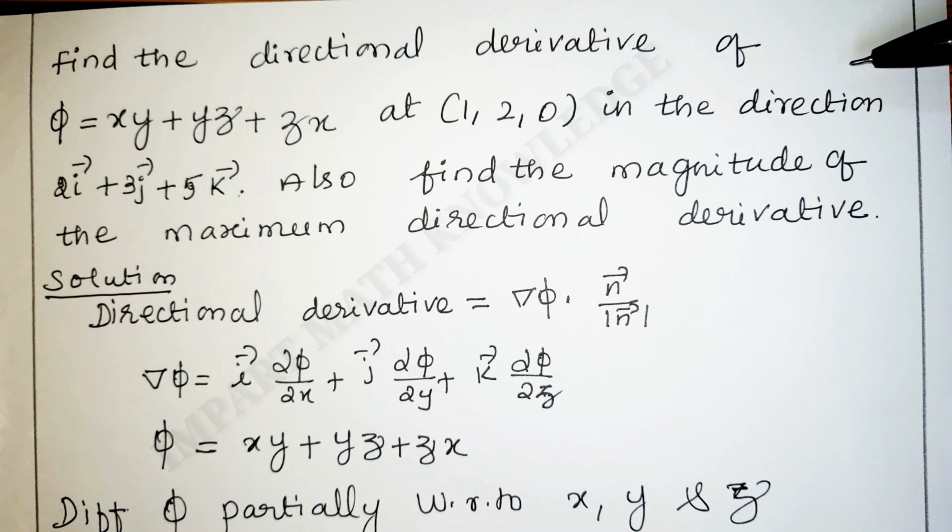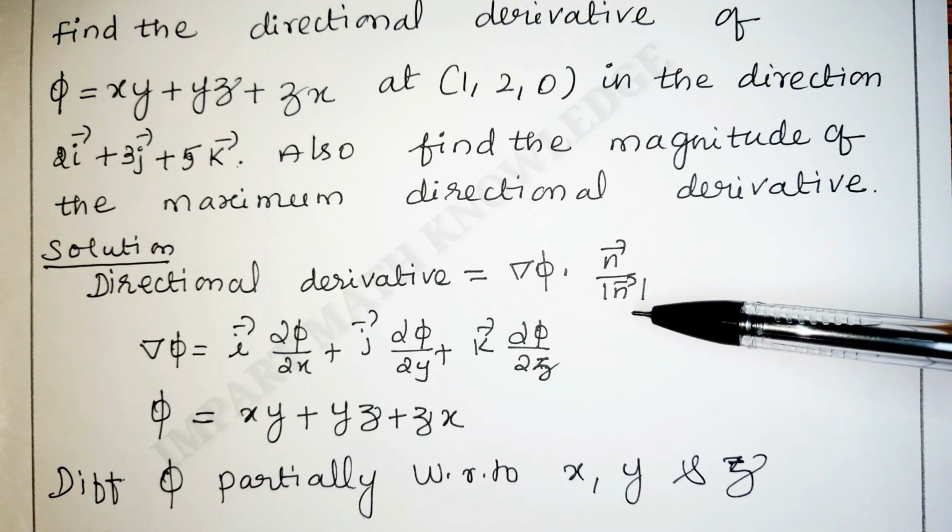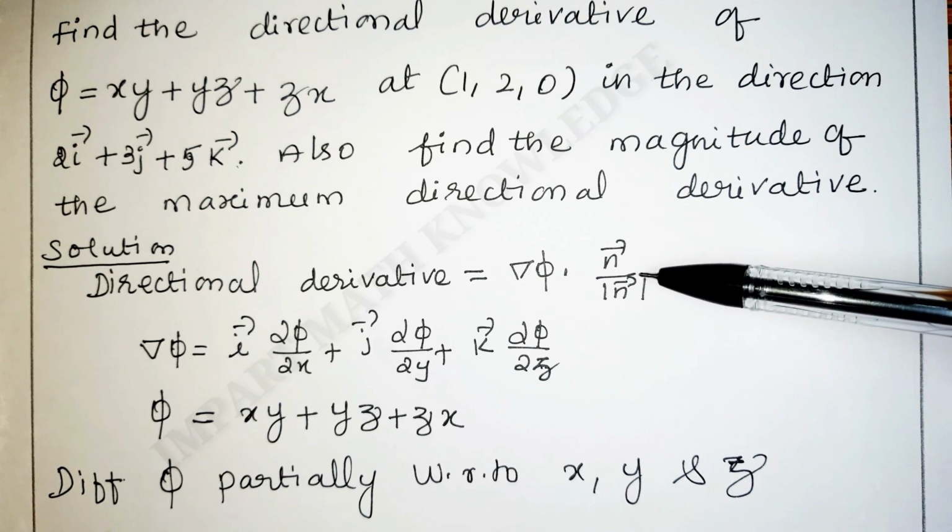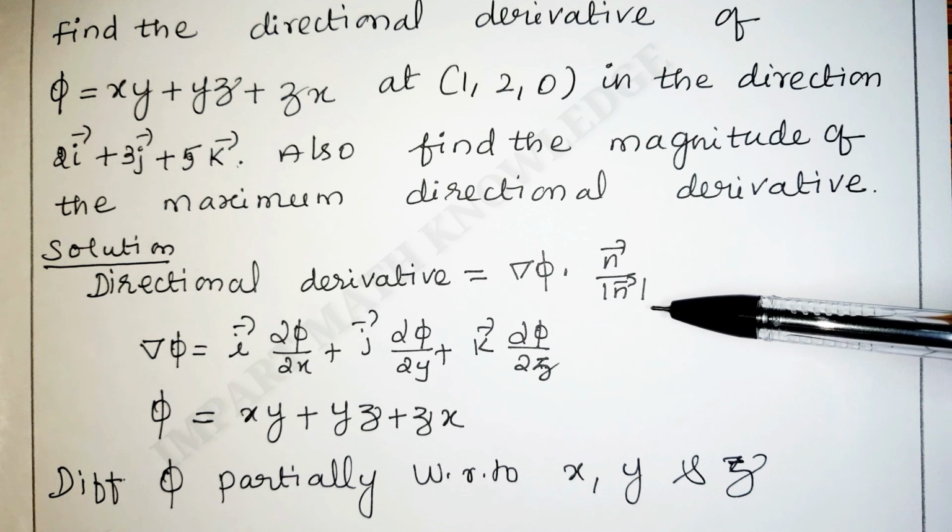The next question is: find the directional derivative of phi is equal to xy plus yz plus zx at 1, 2, 0 in the direction 2i vector plus 3j vector plus 5k vector. Also find the magnitude of the maximum directional derivative. First you have to find the directional derivative. Then you have to find the magnitude of the directional derivative. The directional derivative formula is del phi dot n vector divided by modulus of n vector.